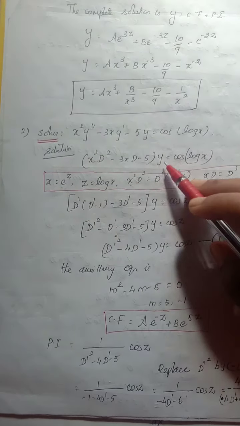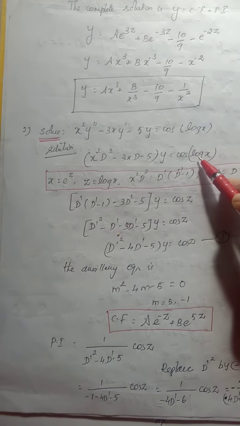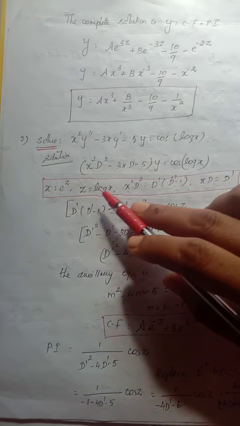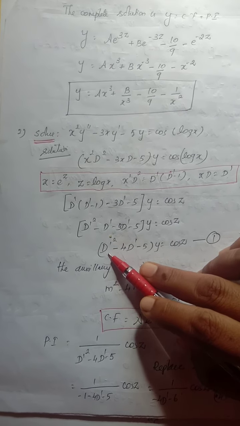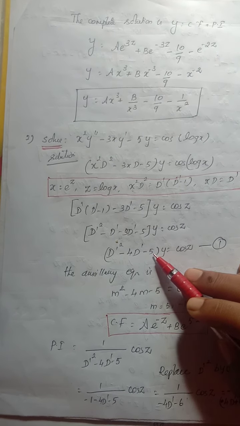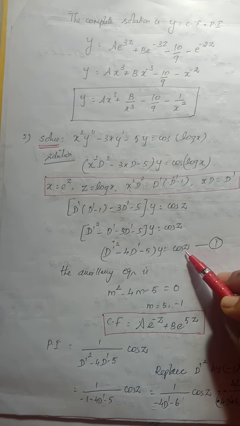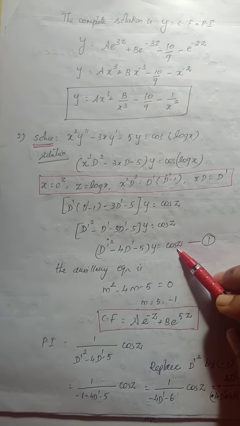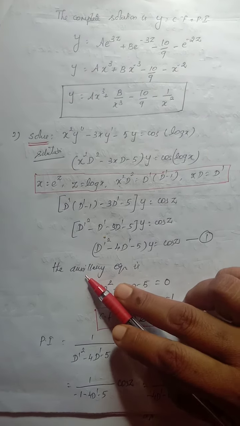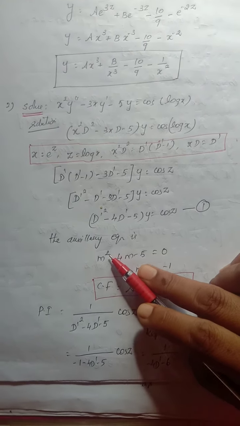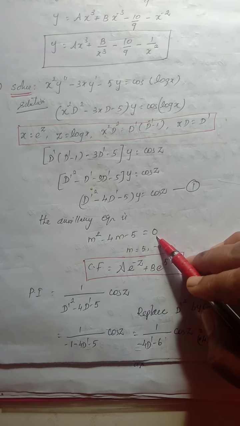After replacing all these things, we get cos of log x, that is log x should be replaced as z, so that is cos z. So after this, d dash squared minus 4 d dash minus 5 of y is equal to cos z. This is the reduced form of the given equation. We need to solve this by first writing the auxiliary equation. The auxiliary equation is m squared minus 4m minus 5 is equal to 0.